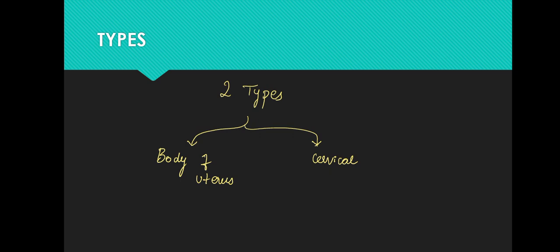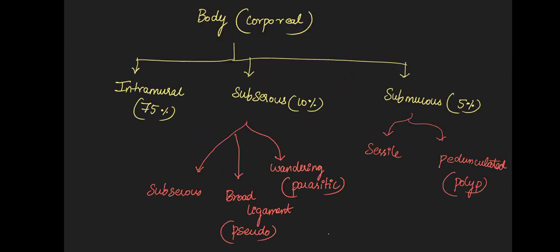Types of leiomyoma. There are two types occurring either at the body of uterus or in the cervix. The corporeal leiomyomas, that is those occurring at the body of uterus, are further of three types. Intramural variety, which constitutes about 75% and they form the majority. The other two are subserous, which is present outside, almost 10%, and submucous, present within the cavity, about 5%.